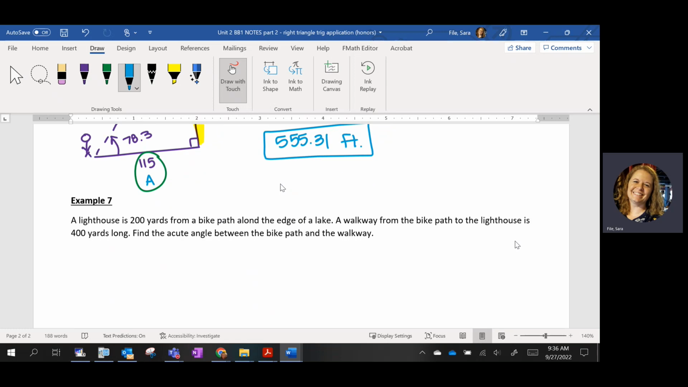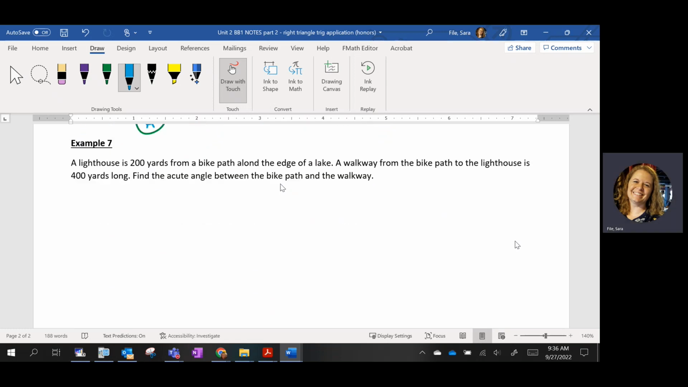All right. A lighthouse is 200 yards from a bike path along the edge of a lake. So there's a bike path along the edge of a lake. And 200 yards from there is the lighthouse. A walkway from the bike path to the lighthouse is 400 yards long. Find the acute angle between the bike path and the walkway.